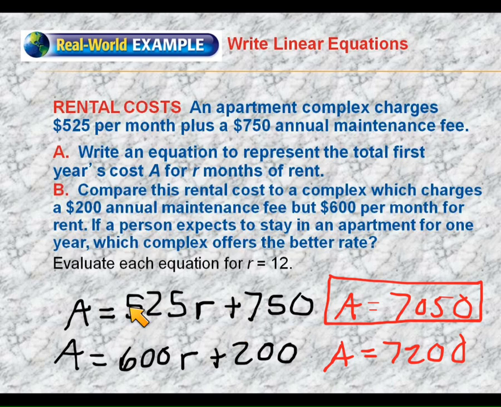So we can use these equations that are in slope-intercept form to solve other problems like this. Any questions there?